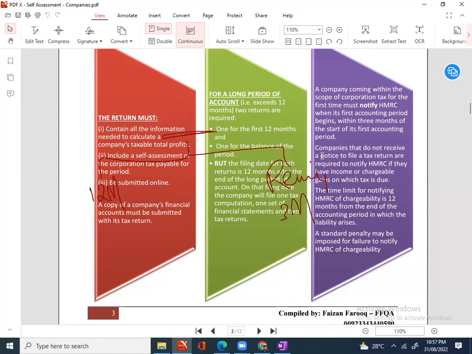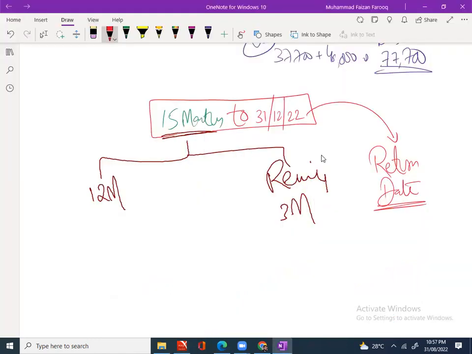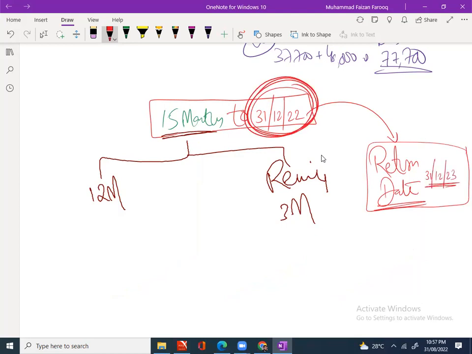So what should we do? Remember one thing, we should submit the return on the same date. This is the long year end, no? The date will be the same, 31st December next year. You saw? The return date will be the same.